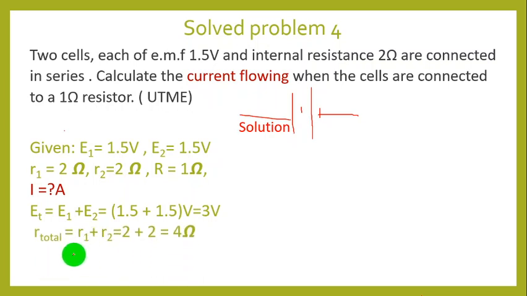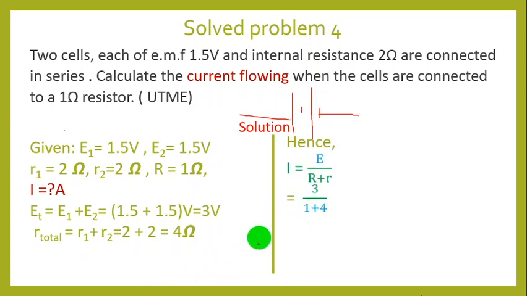Because if you're having resistors in series, you just sum everything together to get the value of net resistance or total resistance or effective resistance. And that's how I got this one to be equal to 4 ohms. Then we can make use of our formula I equals E over R plus r, and that will simply give me 3 over 1 plus 4. And that will simply give me 3 over 5, which is the same thing as 0.6 ampere.